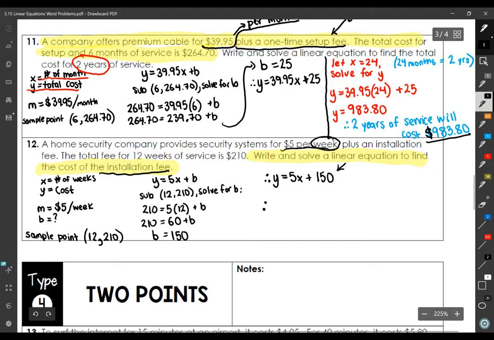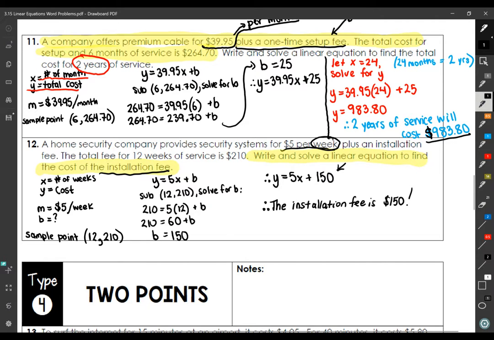So therefore, the installation fee is $150.